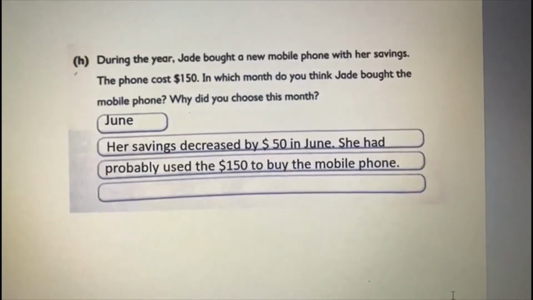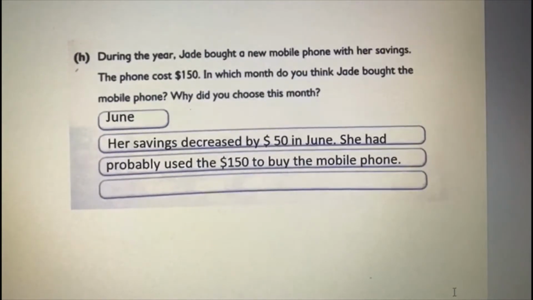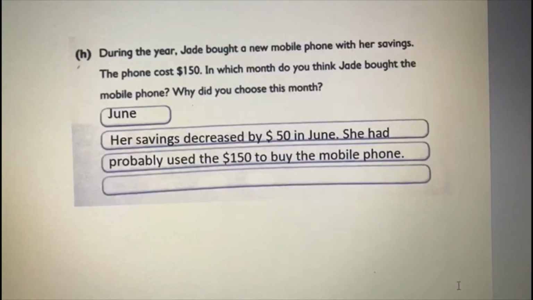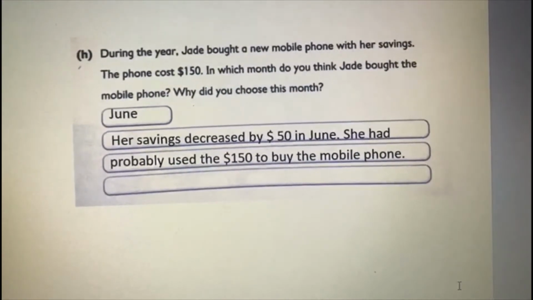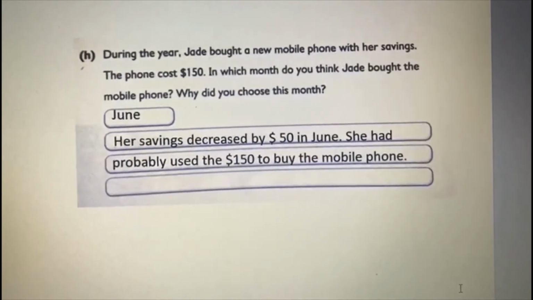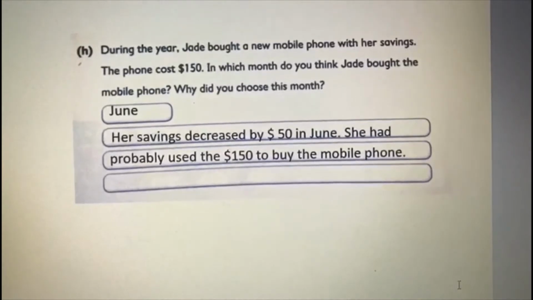So you can write the answer there, June. Why? Because her savings decreased by $150 in June. It might be, not might be, it will be. She used this amount for buying a mobile phone. So you can write the reason here also.